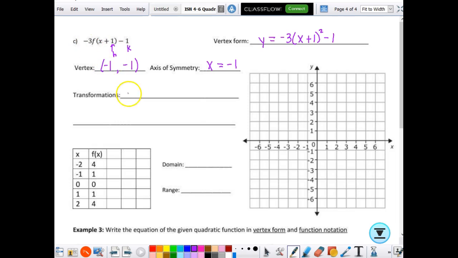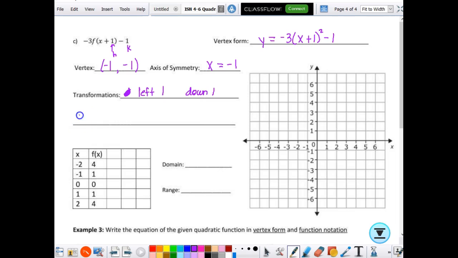It's going to go down, nope, not down. Well, it will, but let's do the right left. It's going to go to the left 1. It's going to go down 1. Left 1, down 1. Okay, left 1, down 1. Now let's talk about this negative 3.